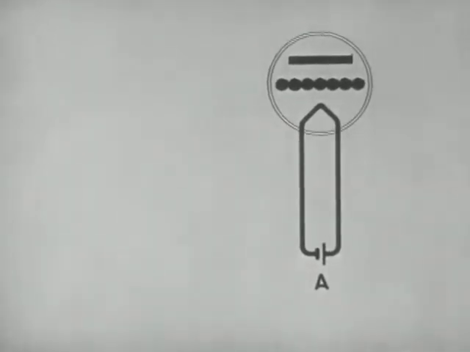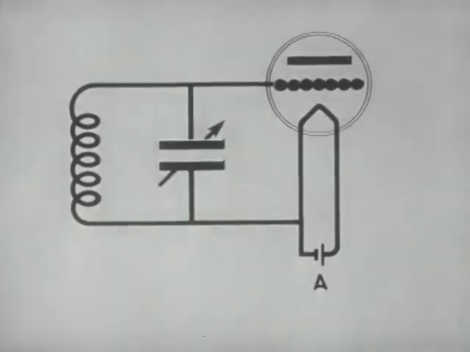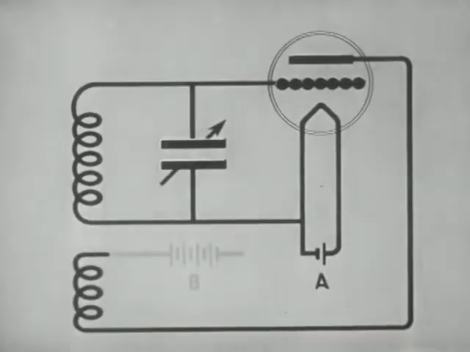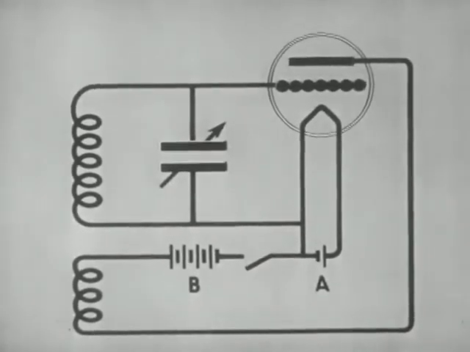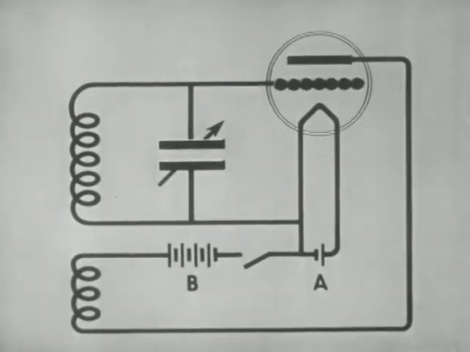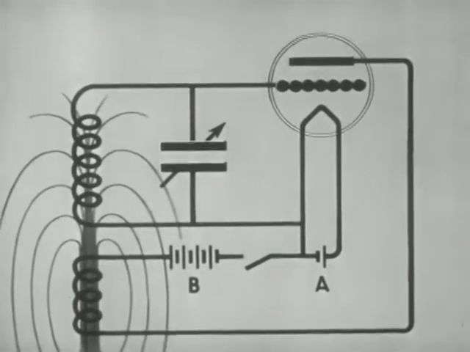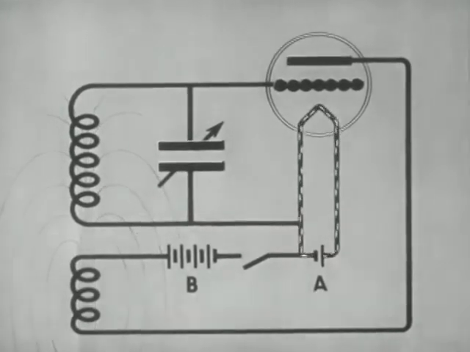In a Tickler type oscillator, the grid circuit contains a coil and a variable condenser. The plate is connected through a coil, B battery, and a key to the filament circuit. When a current flows through the plate coil, the magnetic field of this coil sweeps across the grid coil and induces a voltage in it. This happens when the key is pressed.